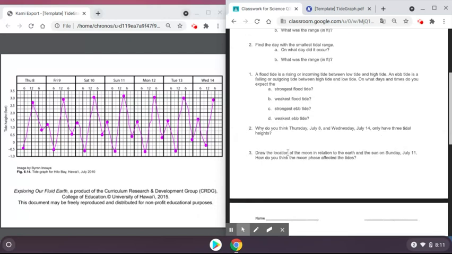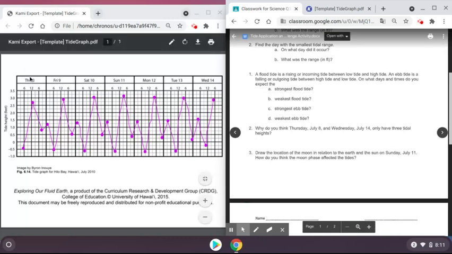And why do you think Thursday, July 8th, right here, and Wednesday, July 14th only have 3 tidal heights? I told you that we have 4 tidal heights within a day. We have 2 high tides and 2 low tides, but these data points don't show that. So why do you think so? I'll give you a hint here. If you're looking at your data points, we'll just follow any of them. We'll follow one. Let's start with our very first data point.